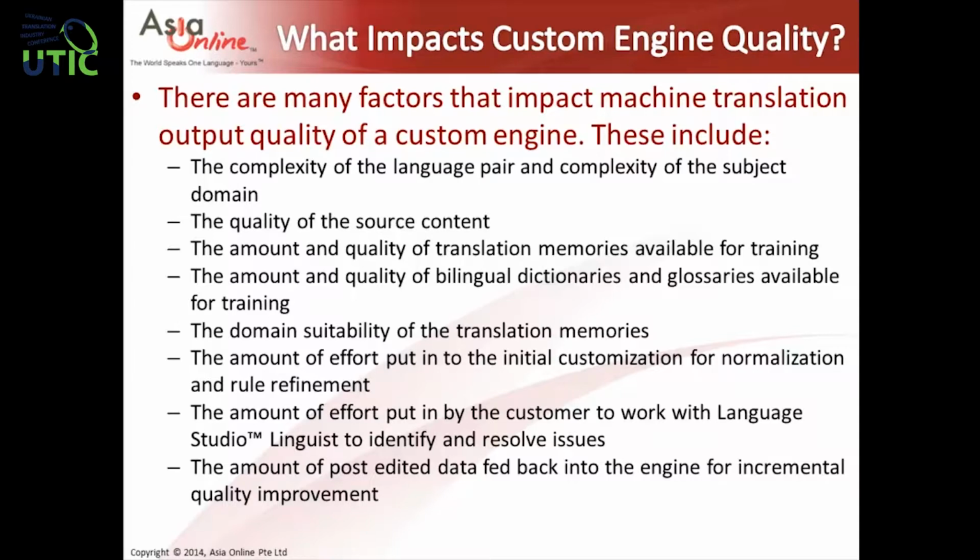There are many factors, and the Asia Online website goes into great detail on the many, many things that affect the quality of an engine. But the most important things are the complexity of the language pair you're working and the subject domain. It's easier to get good quality MT with very technical domains or very clearly focused domains than domains that don't have any focus. Romance languages are easier than Asian languages.